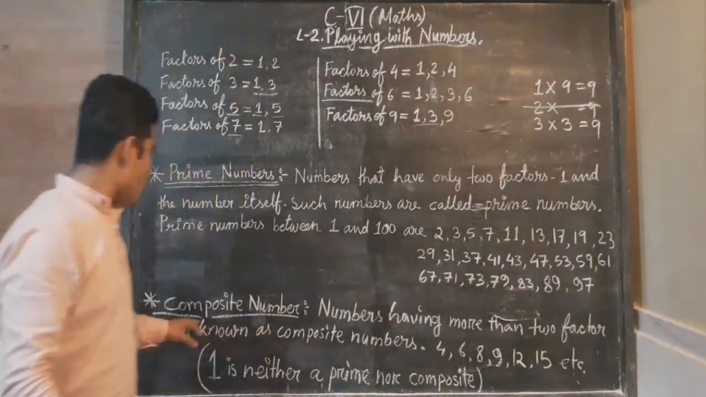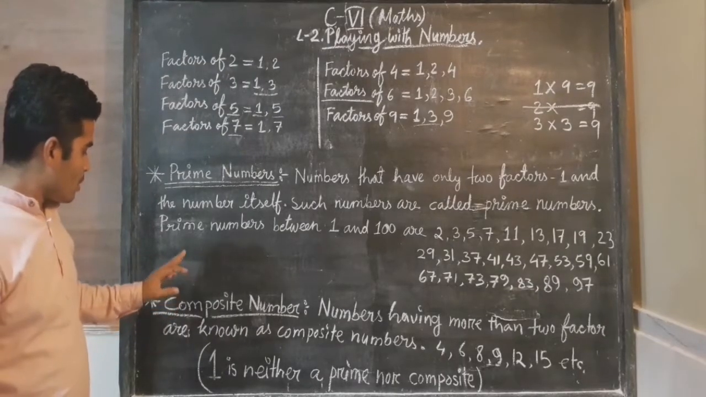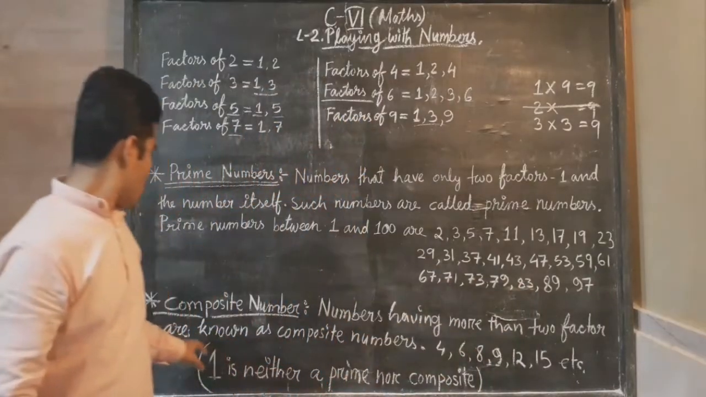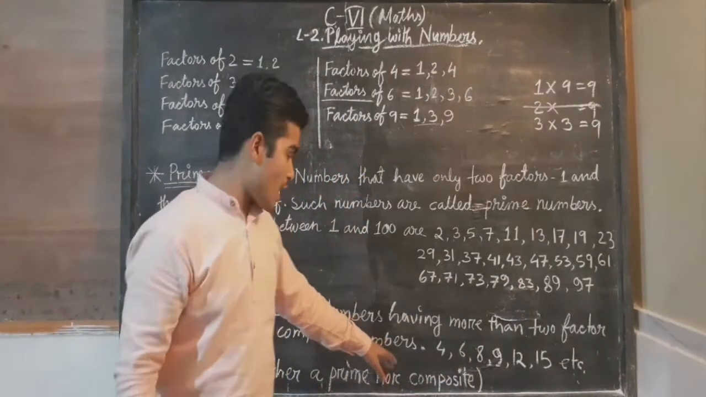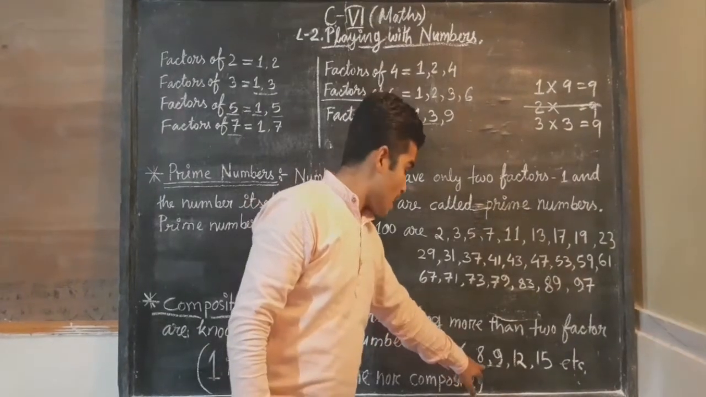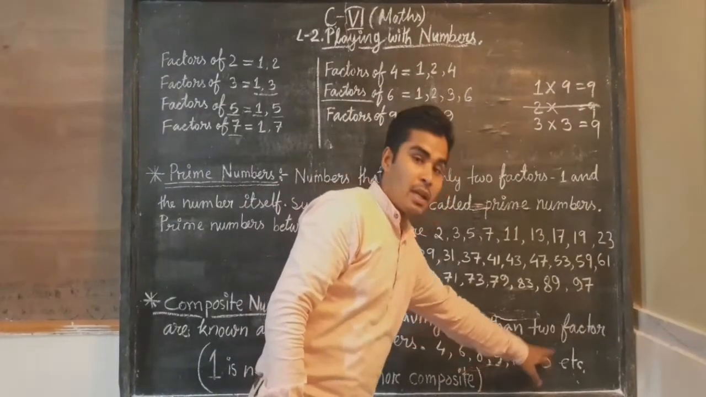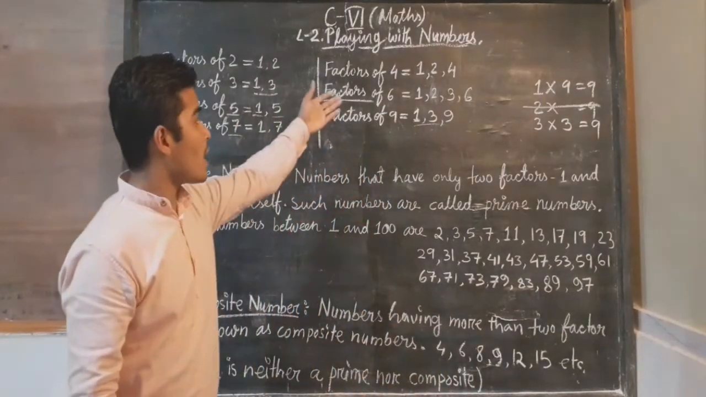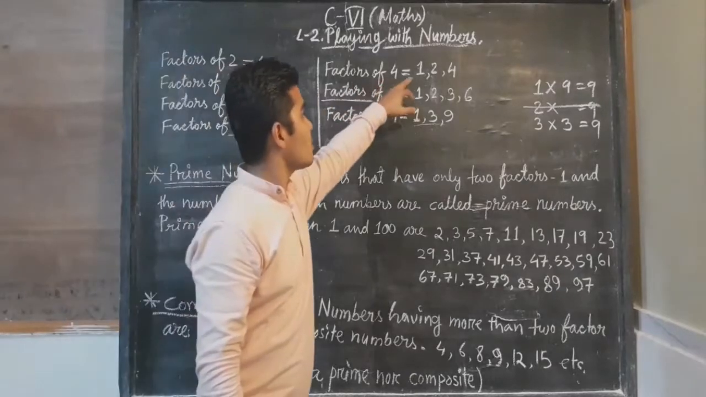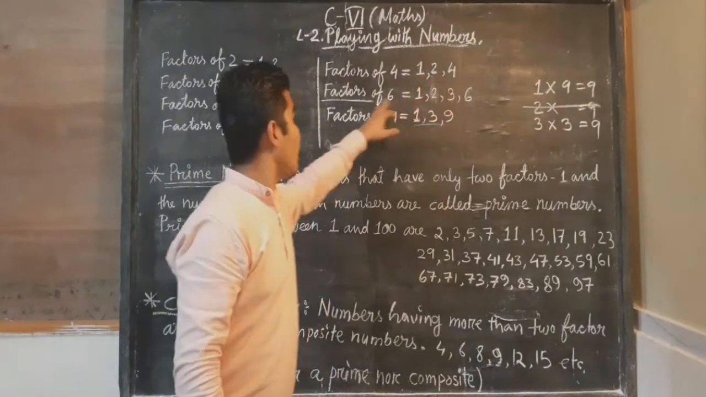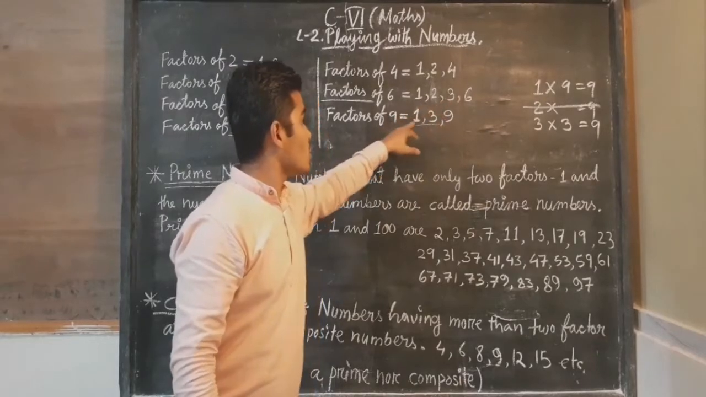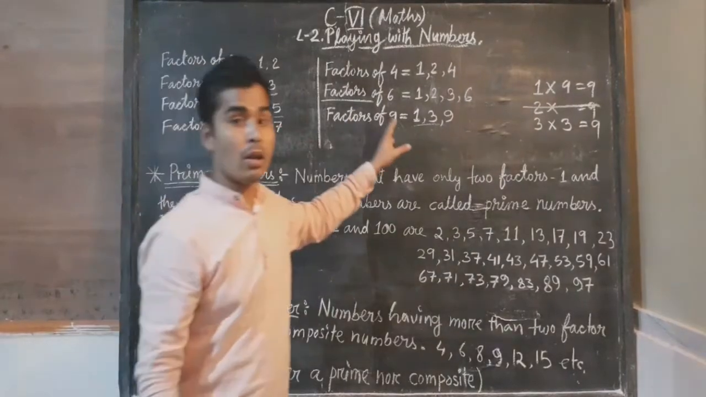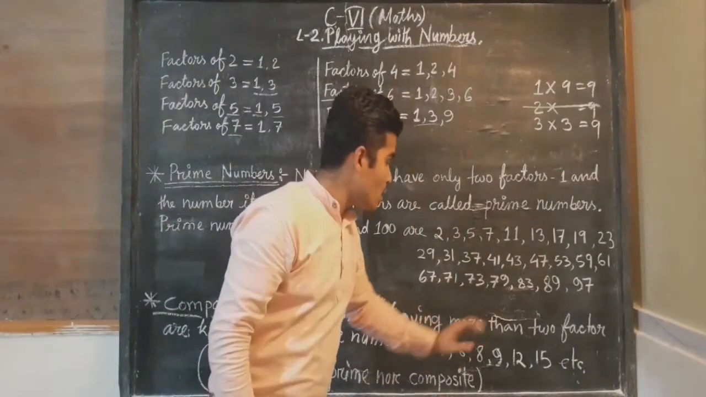Now let's move to the composite numbers. What is a composite number? Numbers having more than 2 factors are known as composite numbers. I have included here 4, 6, 8, 9, 12, 15, etc. Why are these numbers called composite numbers? I have already explained that 4 has more than 2 factors. You can see it has 3 factors, and 6 also has more than 2 factors, and 9 also has more than 2 factors. So the numbers which have more than 2 factors are called composite numbers.